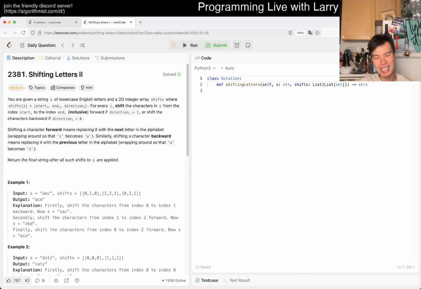So the start and end is kind of a weird thing about it. It should be like maybe left and right is how I would think about it, if I were to write it, that would be a little bit more clear. But start and end suggests it's not as much of a range, but I don't know. Anyway, that doesn't matter. Alright, shift the characters backwards, okay.